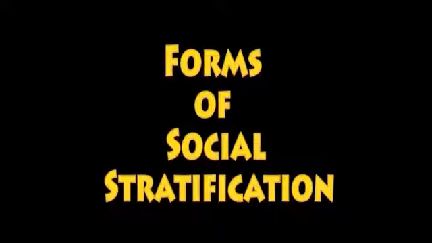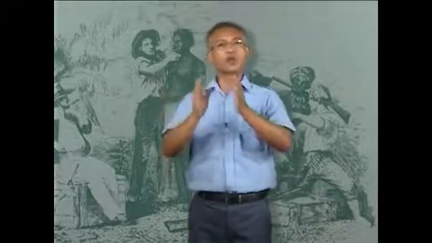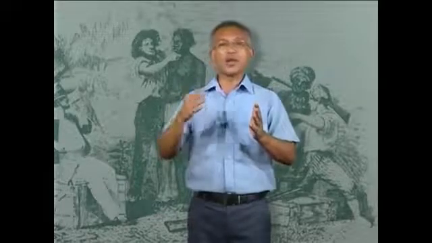Forms of social stratification. Social stratification assumes different forms in different societies on different criteria. These forms are slavery, estate, caste and class. Other forms of stratification can be division on the basis of age and gender.